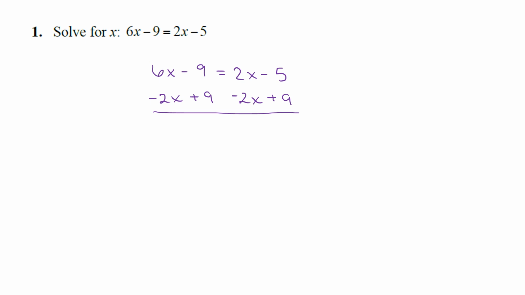So 6 minus 2 will get us 4x. Negative 9 plus 9 is 0. 2x minus 2x is 0. And then negative 5 plus 9 is 4. We then can divide both sides by 4, which simplifies to x equals 1.